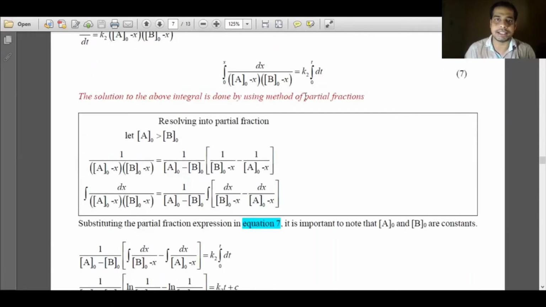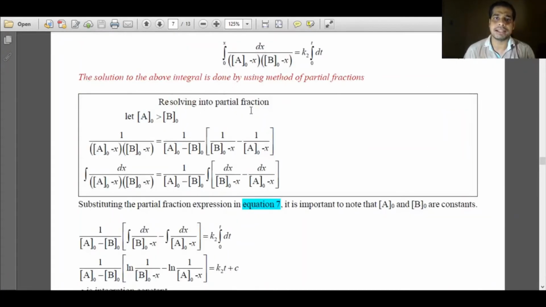Now how to integrate this one? This equation 7 can be integrated using the partial fraction method. The expression inside this border explains what the partial fraction method is. In the partial fraction method, dx over (a0 minus x)(b0 minus x) can be represented as 1 over a0 minus b0 times the integration of dx over b0 minus x minus dx over a0 minus x. This is the partial fraction representation of the integration. It is important to note a0 and b0 are constants, that's why they are out of the integration.